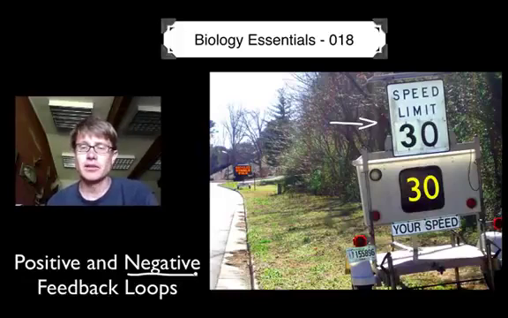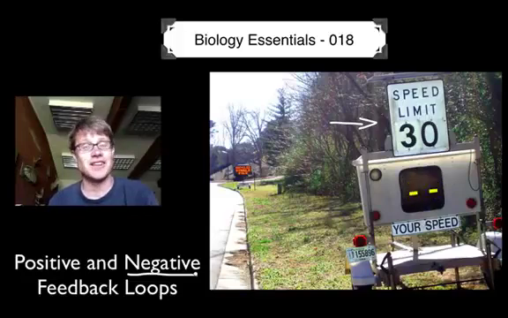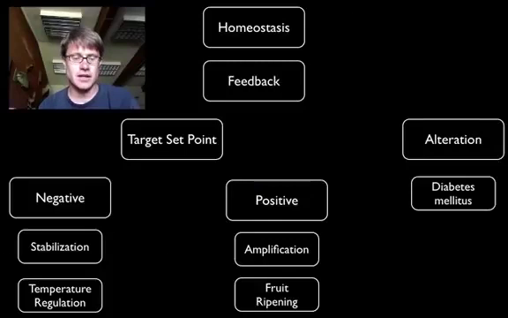A positive feedback loop you would experience if you were to see this sign as a challenge. So you see you're going 30 miles an hour, and you realize, I could go 39 or maybe 51. I could eventually get a ticket or break the sign. So that's a positive feedback loop. It's when you're amplifying and moving away from that target set point.